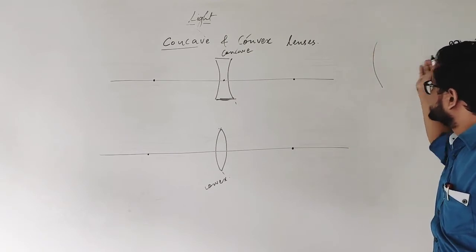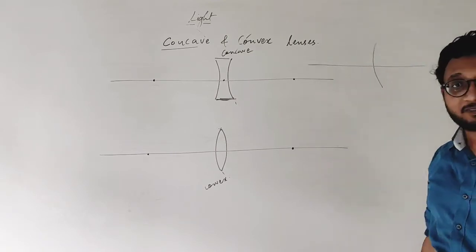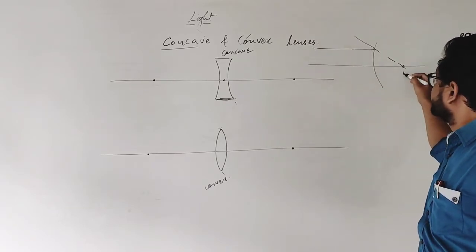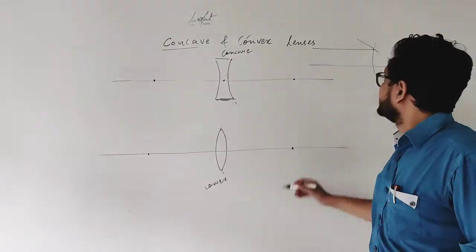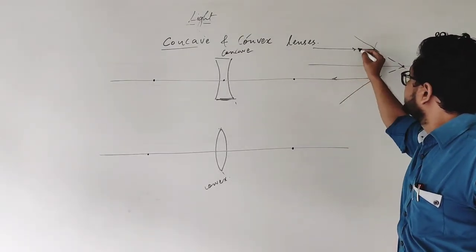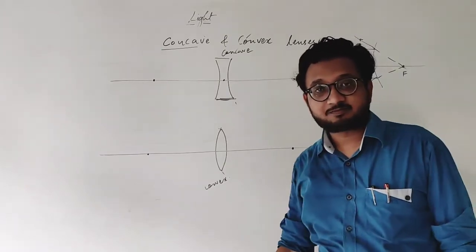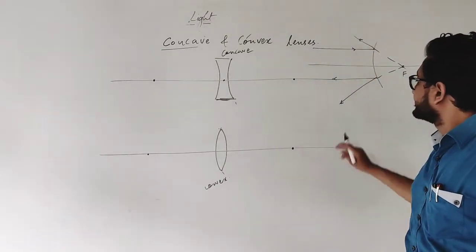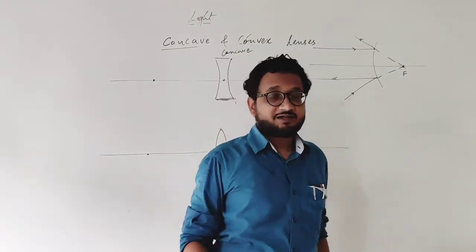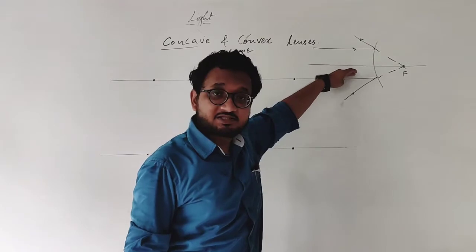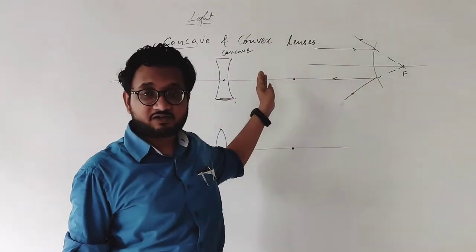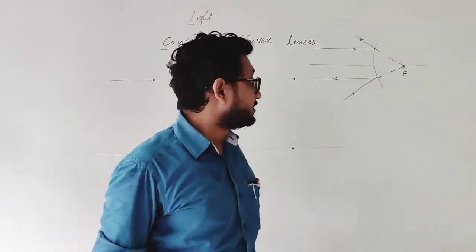Let's say that this is a convex mirror, and if a ray is parallel, it will pass through the focus. If it is going to the focus like this, it will become parallel, if you remember all the rules. If a ray of light is parallel to the principal axis, it passes through the focus. If it is passing through the focus, then after reflection it will become parallel.